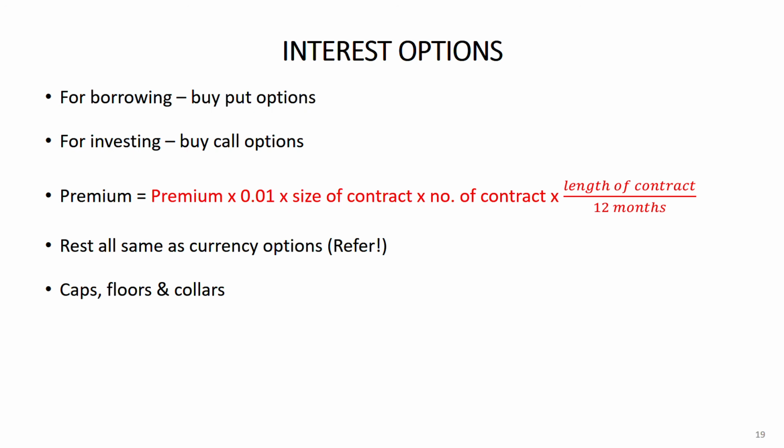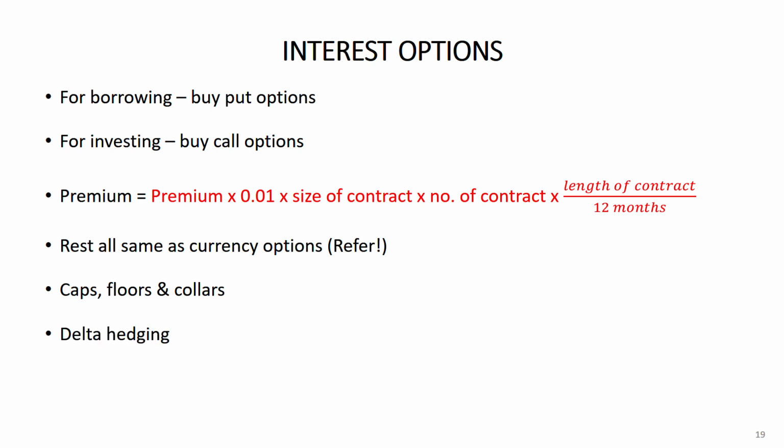And for collars you are doing two things together. You are buying a put and you are selling a call. Buying put, selling call. Just remember this much. Okay, and for all these three, caps, floors and collars, you only need to know what happens when interest rate rises and falls. What are you going to do? Are you going to exercise? Are you not going to exercise? That much you need to know. But I predict that caps, floors and collars will not come, and even if they come, they will not come in so much depth, right? But it's good to know, right?